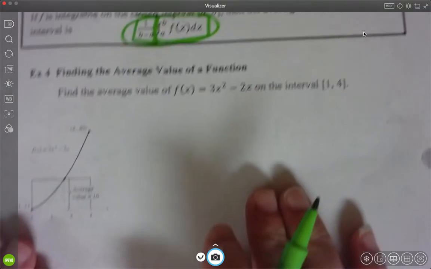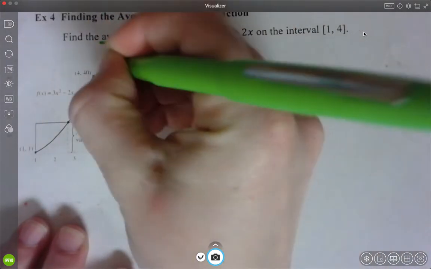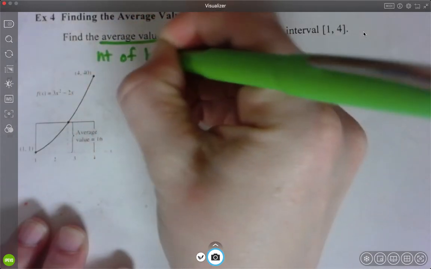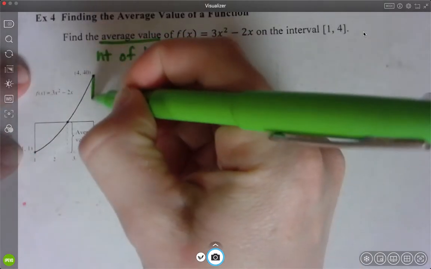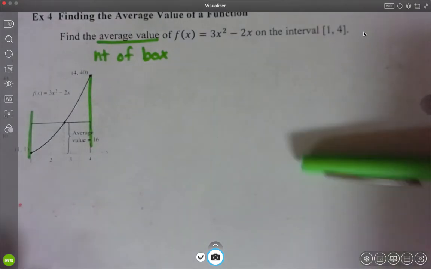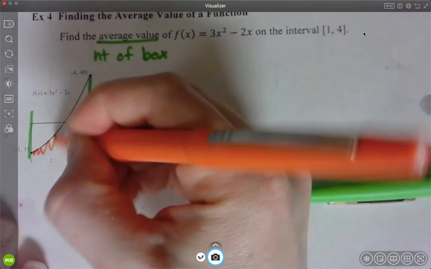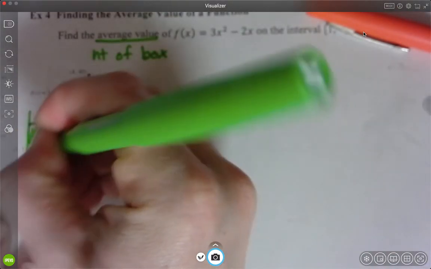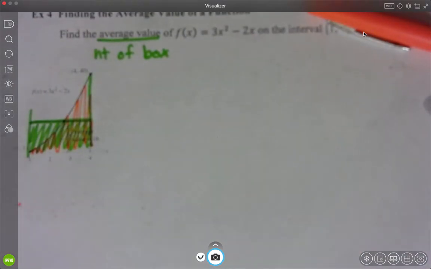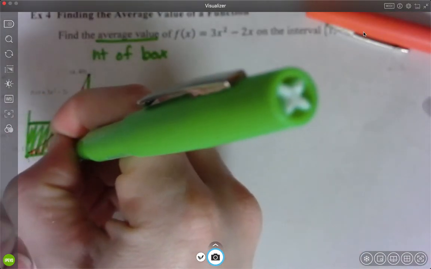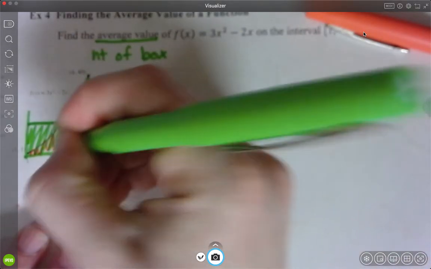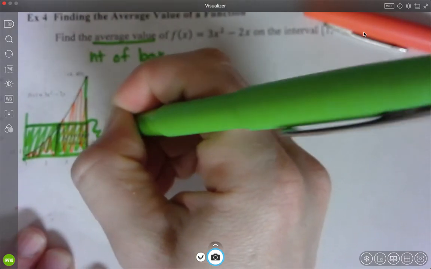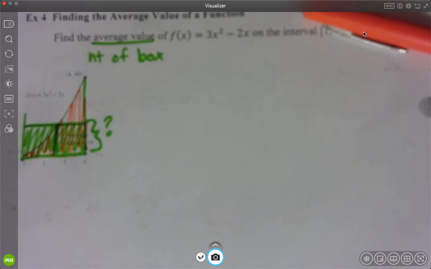So it says find the average value. Basically, find the height of the box that is necessary for this box to have the same area as what's underneath my curve here. So if I section this off, I'm looking for this area here to match this box right here, because boxes have nicer areas than what's under curves. So I'm really looking at finding how tall this box has to be. That's what I'm doing by finding the average value.